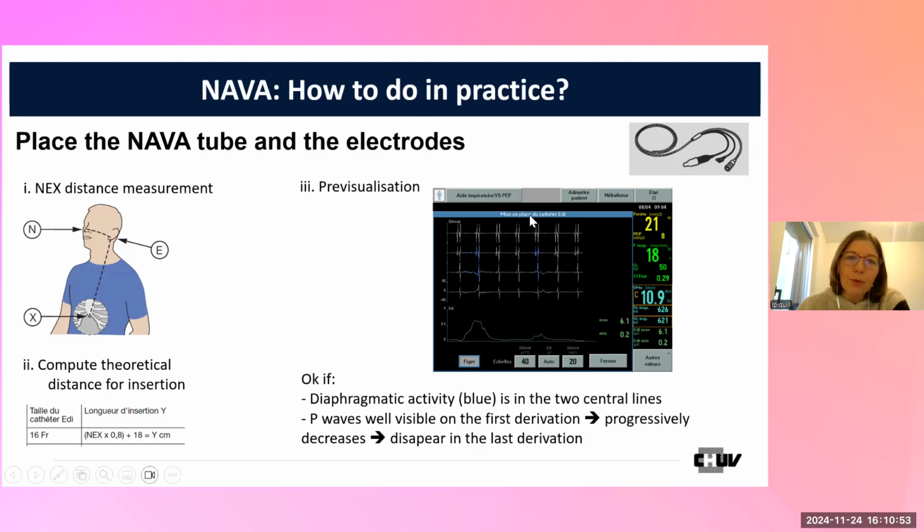And then you can pre-visualize on the ventilator screen to see whether the electrodes are correctly positioned or not. And if you have the electrical activity of the diaphragm that is in blue in the middle, and if you see the P wave of the ECG decreasing from up to bottom, here you have a big P wave, smaller, even smaller, and not here anymore, you can say that the nasogastric tube is properly placed and can be used to switch to NAVA.